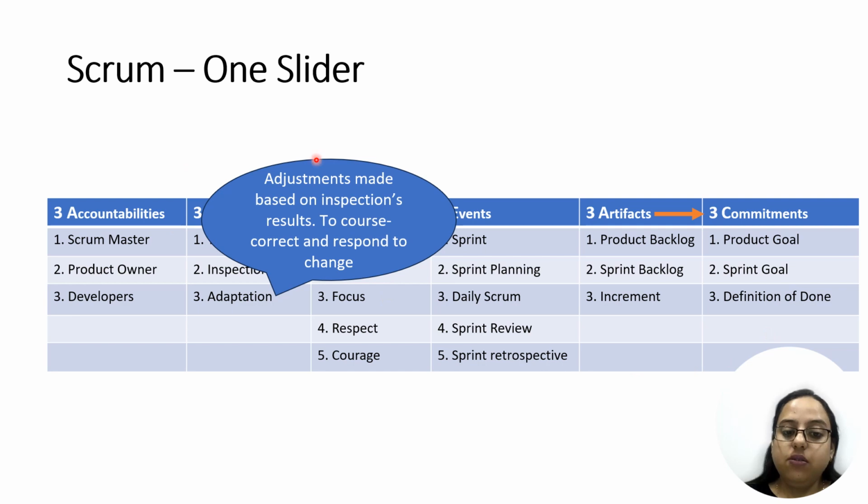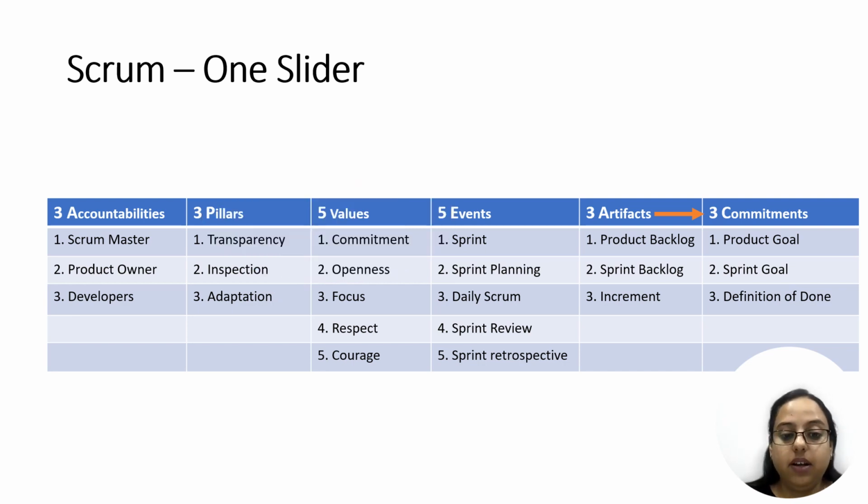And based on the results of the inspection, we make any adjustments that are required. So adaptation is basically to course correct and to respond to the changes. It is very important that to have inspection and adaptation get done in a right manner, you maintain transparency at all the times, right? Because if the facts and figures themselves are not correct, you won't be able to take right decisions. Your inspection will go wrong, and accordingly your adaptation will also go wrong. So transparency is the key here.